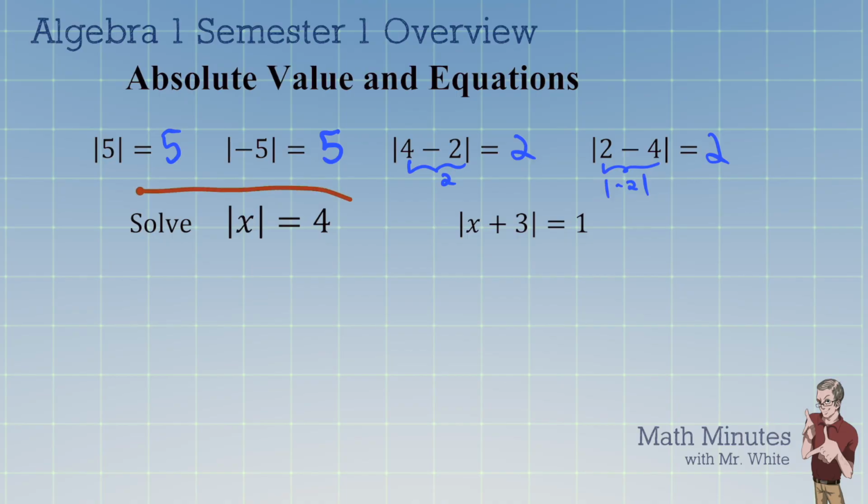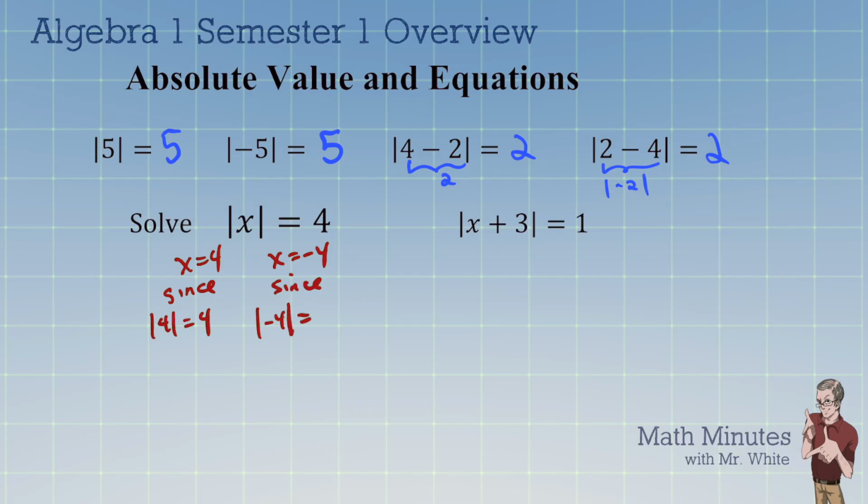So when you solve an equation, you're trying to figure out what works. Well, x equals 4 is a solution since the absolute value of 4 equals 4, right? But there's a second solution. X equals negative 4 is also an answer since the absolute value of negative 4 also equals 4. You see how solutions are values that work when you plug them in, and we found 2 answers that work here.